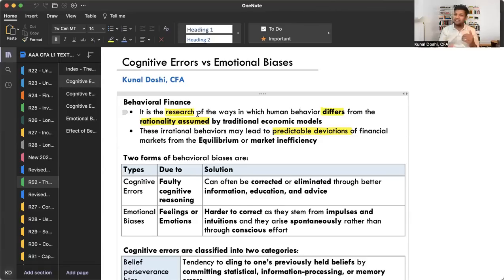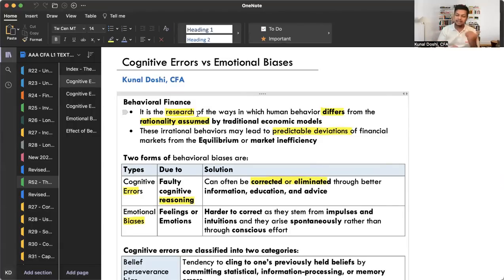Two forms of behavioral biases, as I said, cognitive errors and emotional biases. From the name itself, you should know errors means they are mistakes. Biases means your thought being stuck to something, right? So cognitive errors are due to faulty cognitive reasoning. Cognitive, the way you understand things. The solution is that yes, they can be corrected or eliminated through more information, education, isn't it, or guidance.